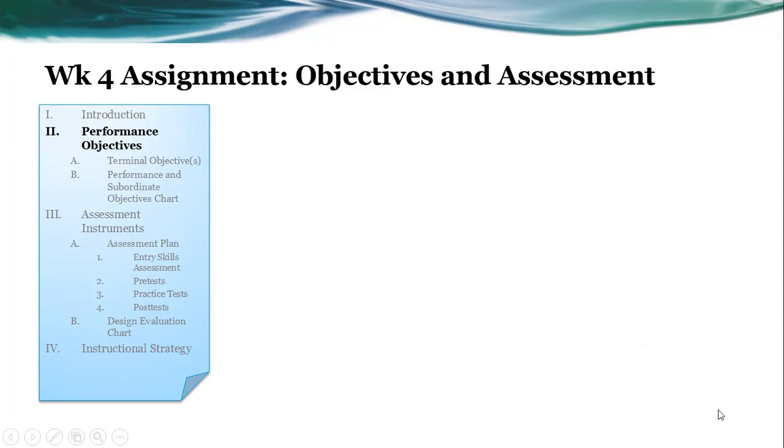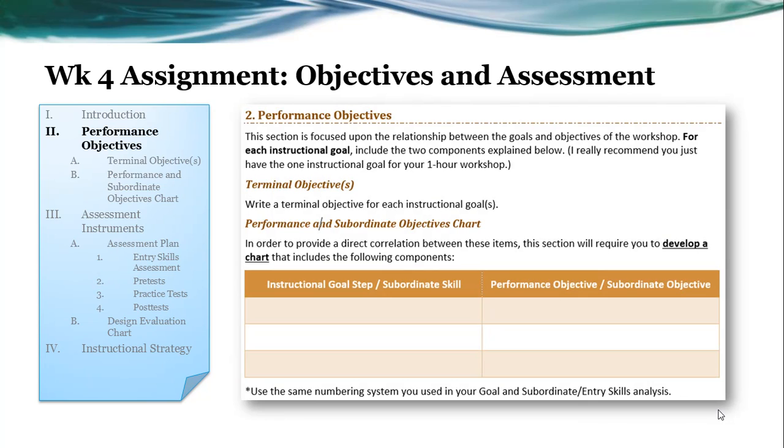The next component of the assignment is the performance objectives section. And if you look at the assignment requirements document, you'll see that it requires for each instructional goal, you have to include a terminal objective and then a performance and subordinate objectives chart.